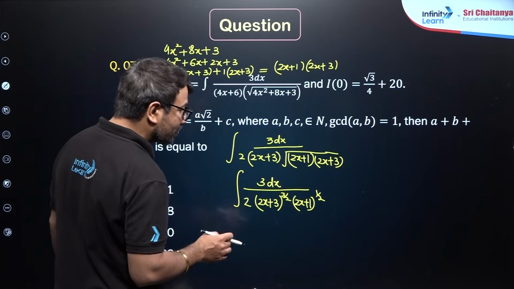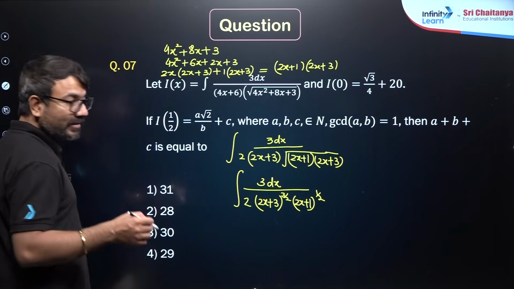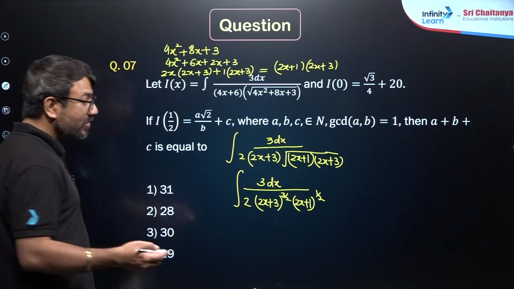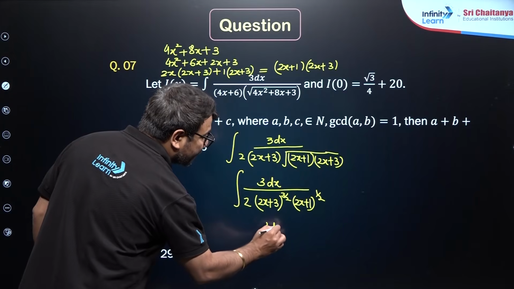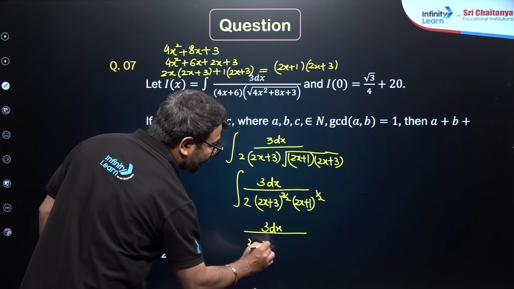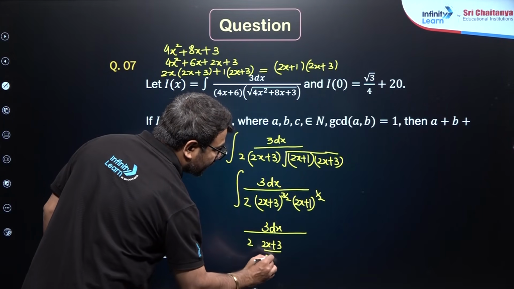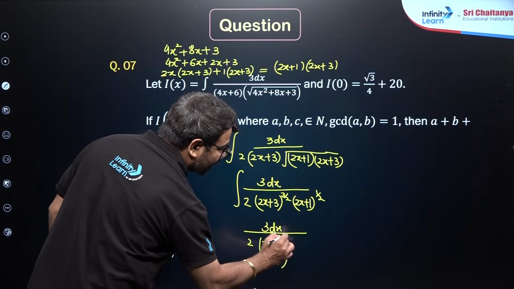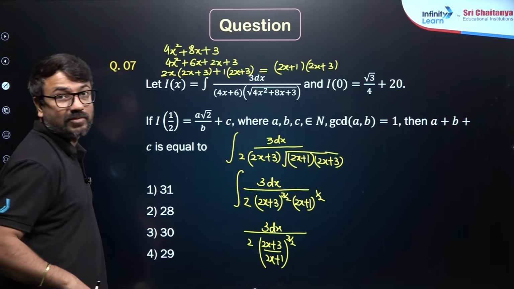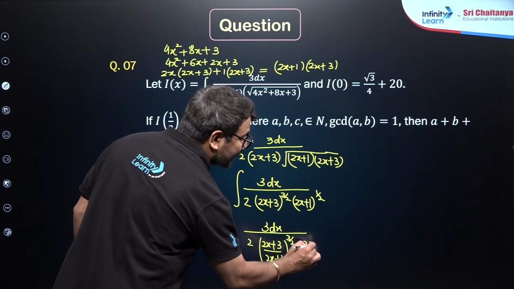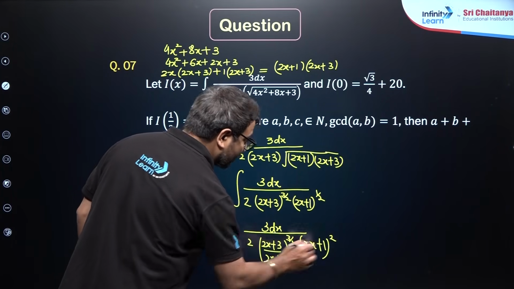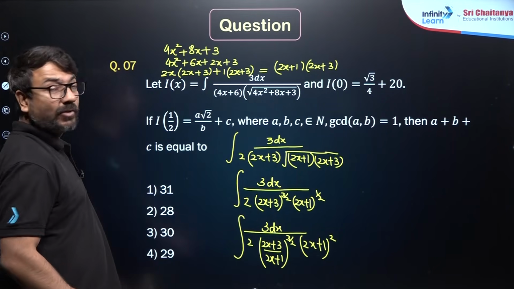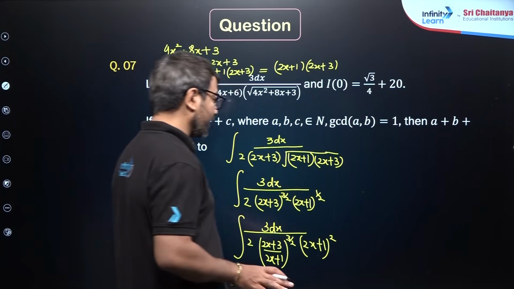Now I will just try to divide by 2x plus 1 raised to the power 3 by 2. And if I am dividing by 2x plus 1 raised to the power 3 by 2, I have to multiply also at the same time. So I will get 2x plus 1 whole square over here if I do so. Now what is the advantage of dealing with this step?